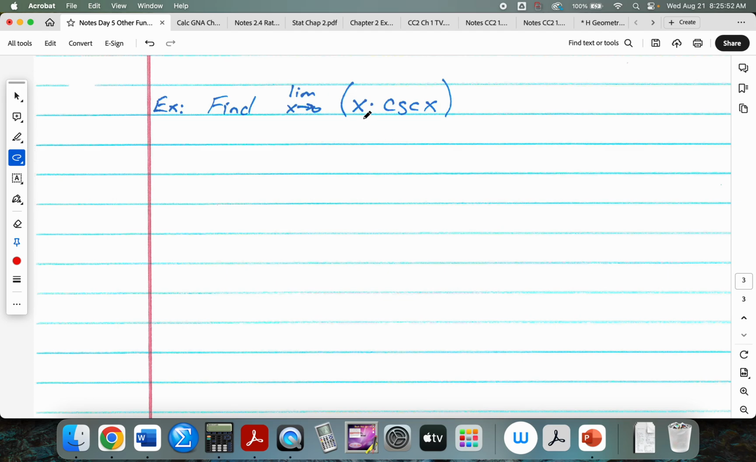All right, as x goes to 0, the product of x and cosecant of x. And you're like, cosecant, blah. I don't know about you, but I'm not real good at secant, cosecant, all those things. What I have to do is think about this as the reciprocal of sine, which looks like this. And so cosecant looks like this.